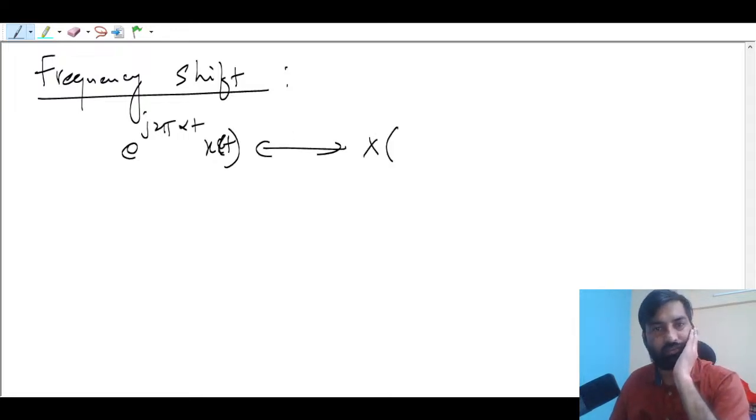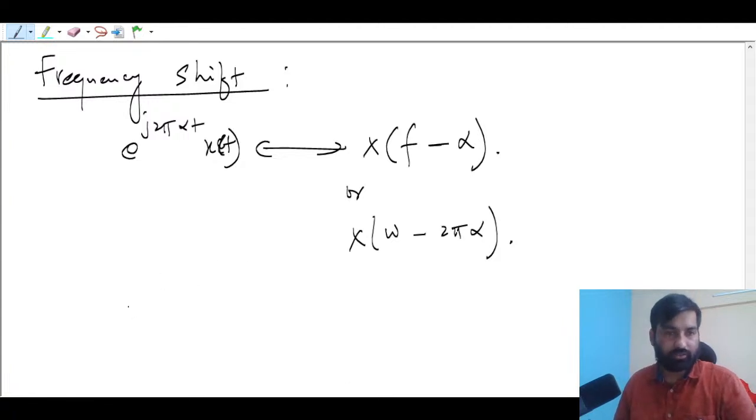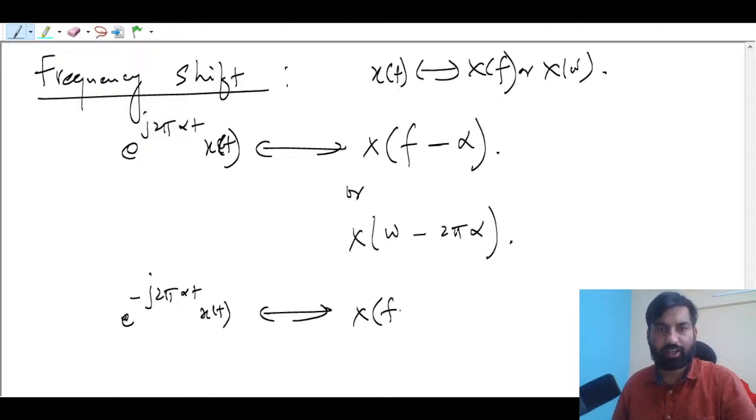That is, the Fourier transform becomes X(f minus alpha). See, this is plus, so here the minus will be there, and this alpha has to be subtracted from f. If you are in the omega form, it is nothing but 2 pi alpha. So the minus will be there, and if it is e raised to power minus j 2 pi alpha t times x(t), then this will give you the Fourier transform. Remember, x(t) has the Fourier transform X(f) or X(omega). Here it will be nothing but f plus alpha.